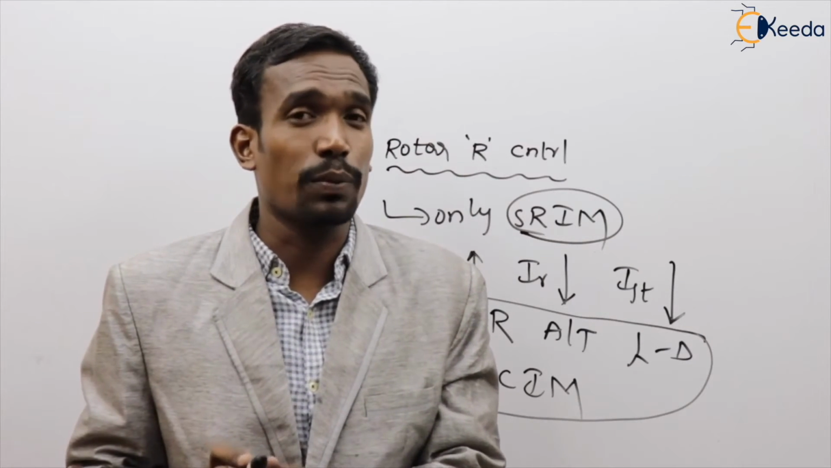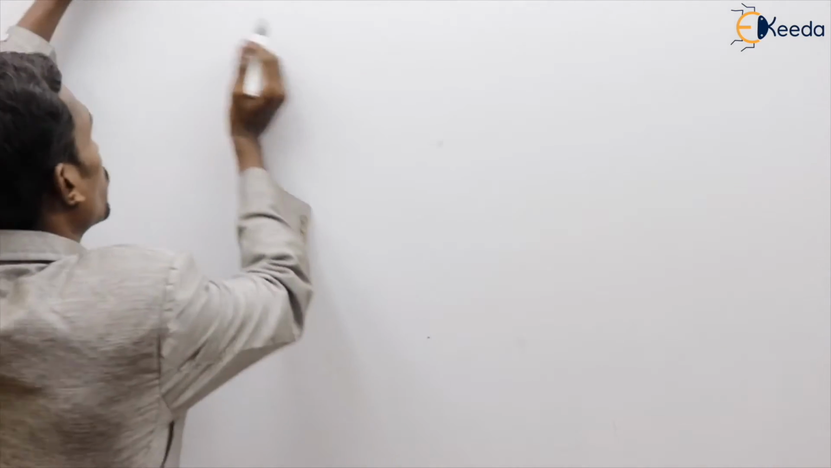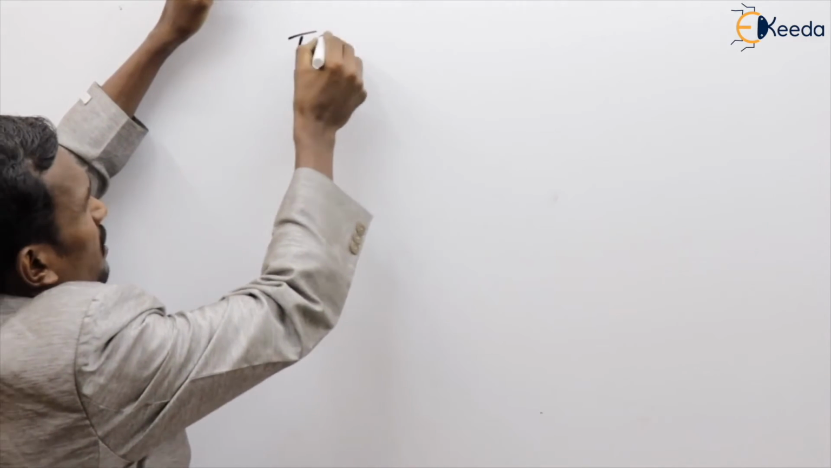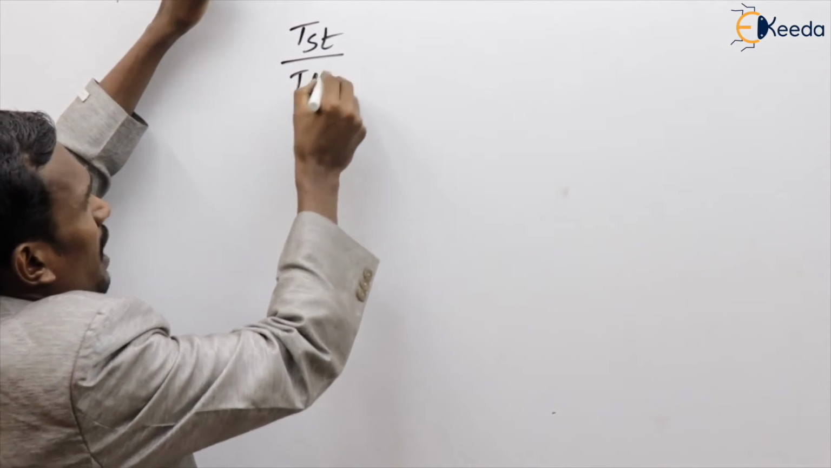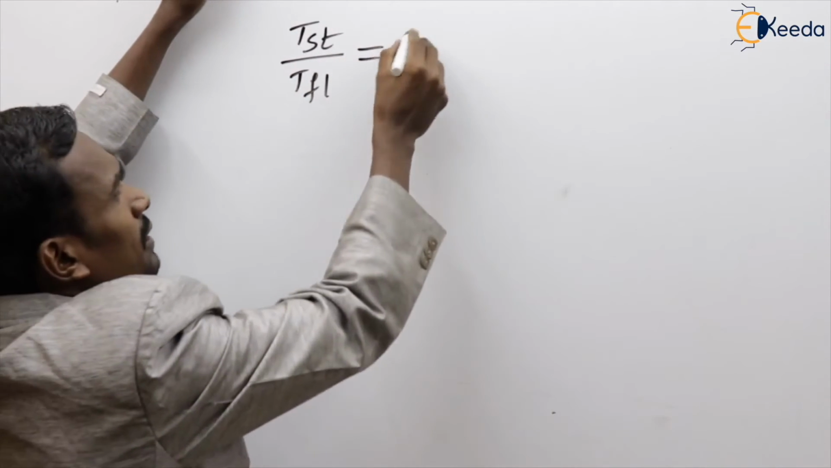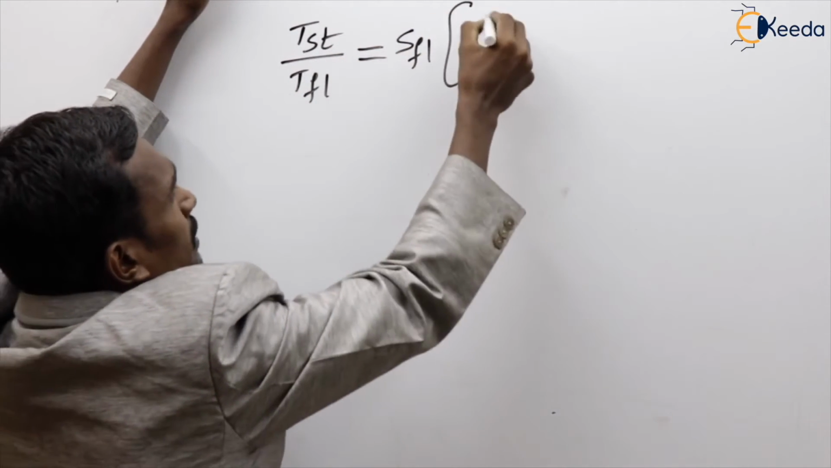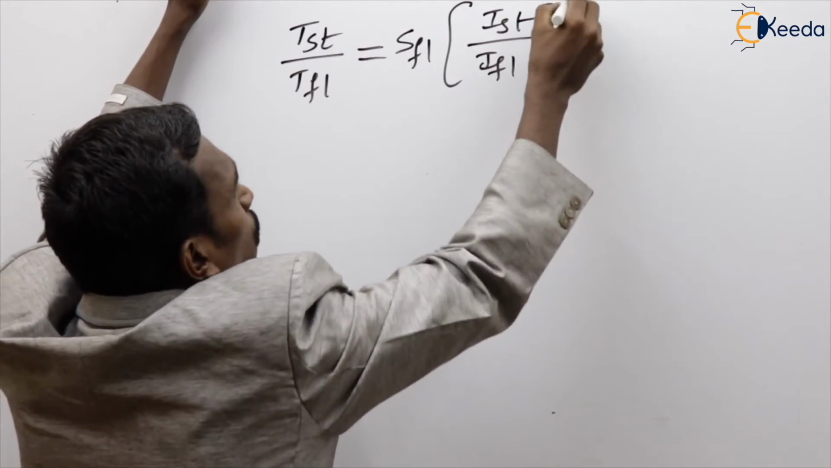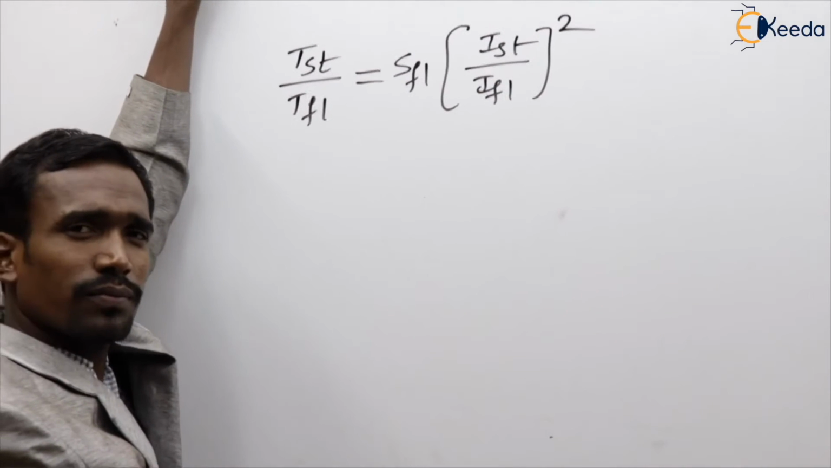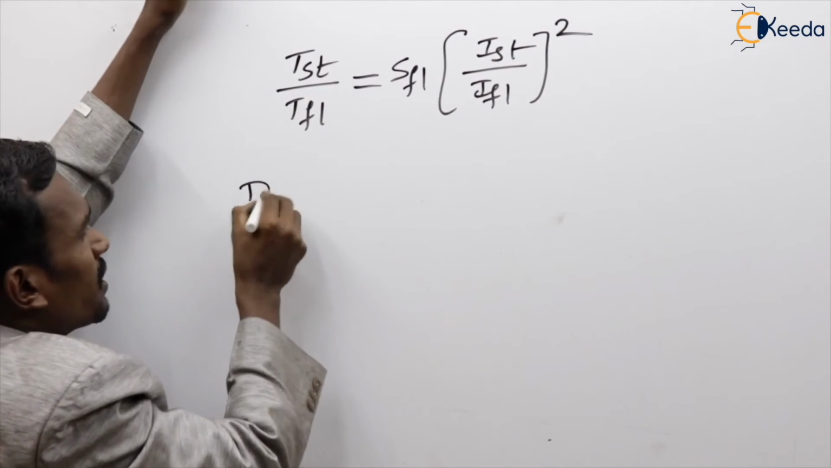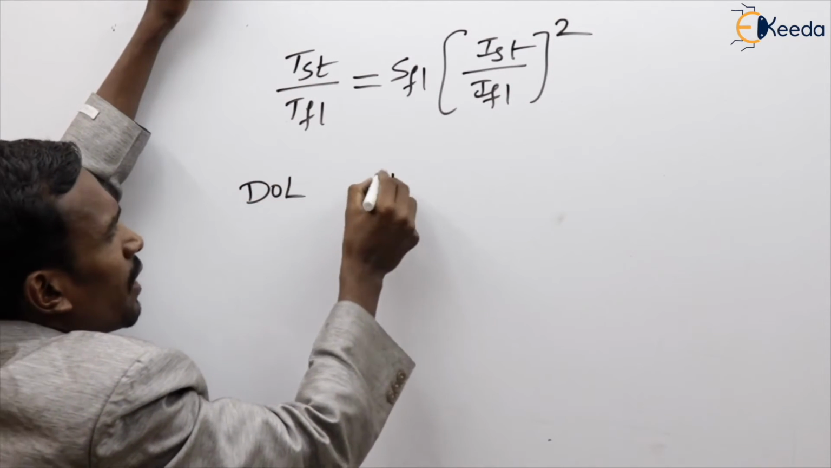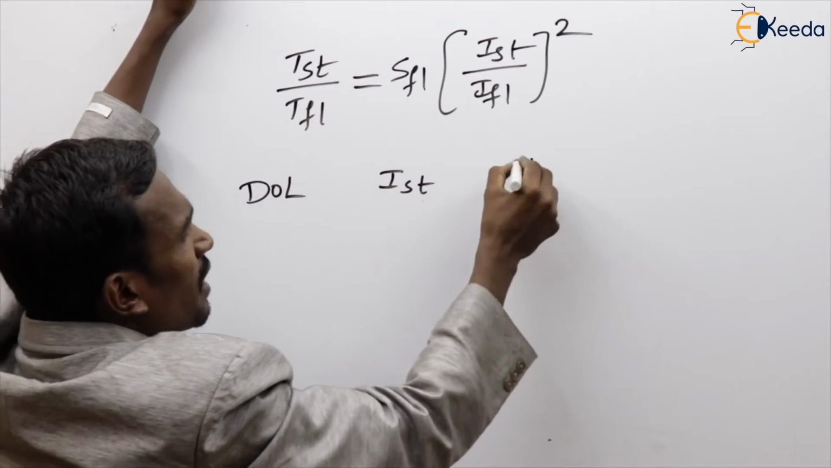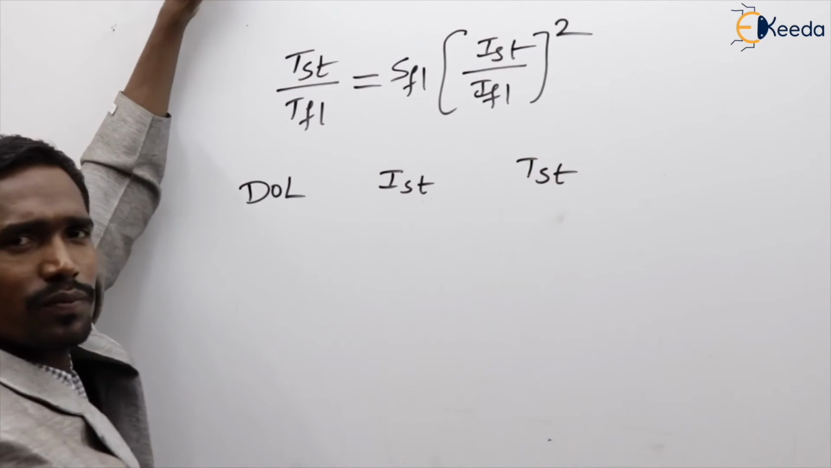How will they ask you problems? Let's see here. First formula: the starting torque to the full load torque is equal to the slip at full load into (IST by I full load) whole square. And next, in DOL starting, if the current is IST, the torque is TST.